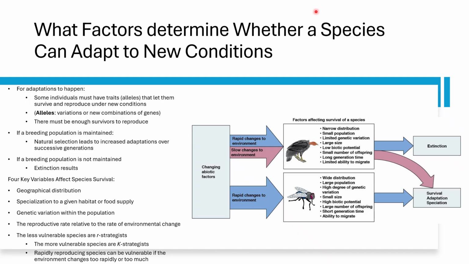So really, to understand species survival, we need to look at 4 variables: geographic distribution, what is the degree of specialization to a given habitat or food supply, what is the genetic variation inside that population, do you have individuals with different traits, and what is the rate of reproduction. The r-strategy populations are typically less vulnerable because of the very high amount of progeny that they can produce. So for example, here we have 2 examples.